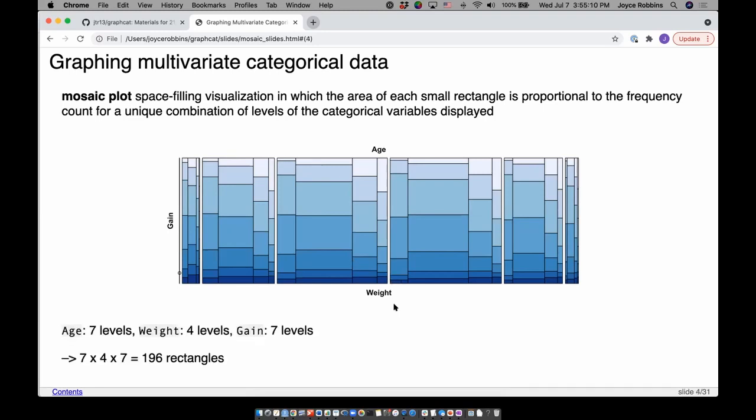This just shows you that with those seven levels of age, four levels of weight, and seven levels of gain categories, you end up with 196 rectangles. And the area of each, once again, is proportional to the count.